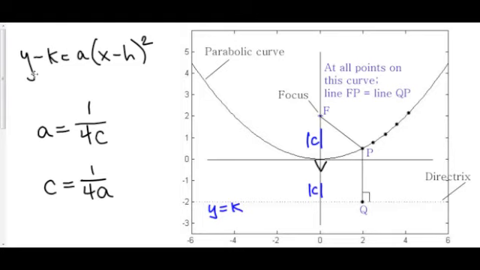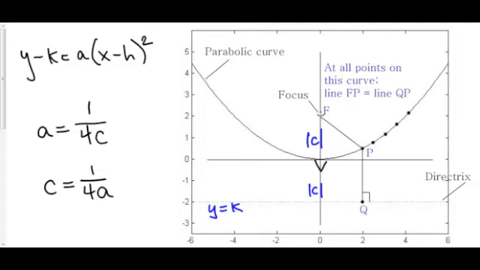Let's talk about the focus and directrix of a parabola. Consider this horizontal line right here, which we're going to call the directrix, and also consider a focal point that we call the focus, F. Now, if you look at all points that are equidistant from the focus to the directrix, it turns out that you construct a parabola. Take a look at these points P on our parabola.